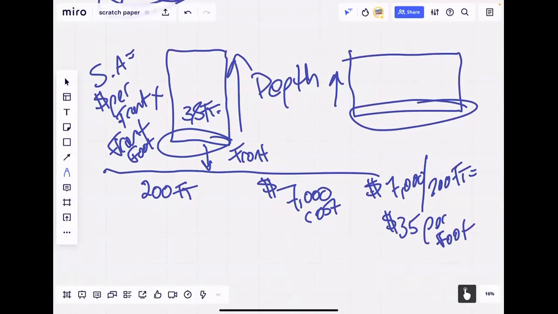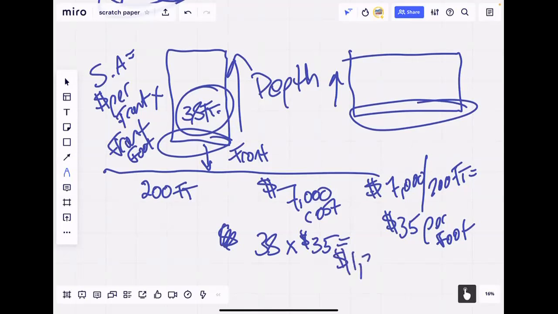Now you're going to take Mary's property, which is 38 feet, and multiply it by the per foot of 35. Go ahead and do that. That gives you 1,330. So that's her assessment.